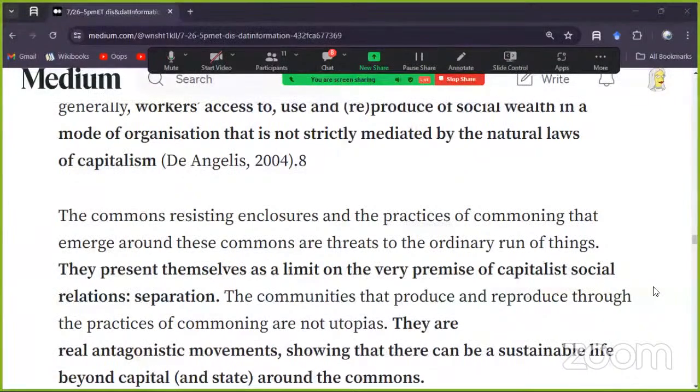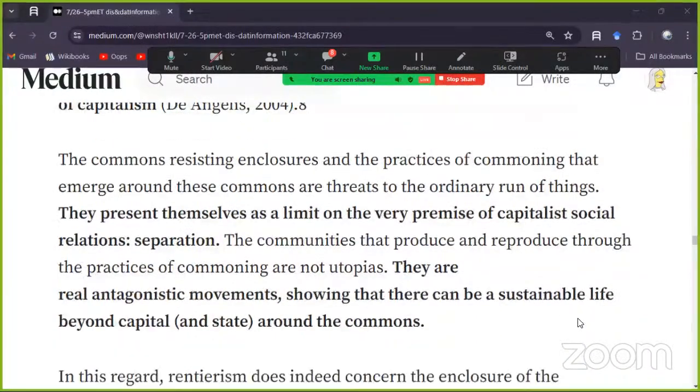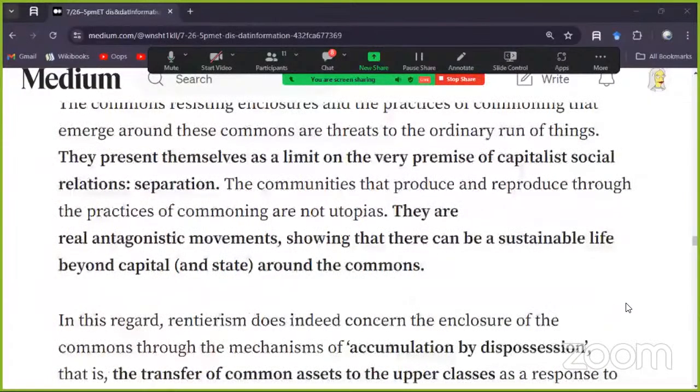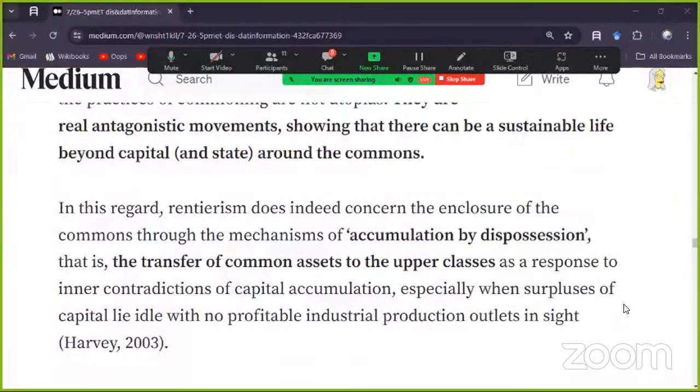They present themselves as a limit on the very premise of capitalist social relations, that is, separation. The communities that produce and reproduce through the practices of commoning are not utopias. They are real antagonistic movements, showing that there can be a sustainable life beyond capital and state around the commons. In this regard, rentierism does indeed concern the enclosure of the commons through the mechanisms of accumulation by dispossession, that is, the transfer of common assets to the upper classes as a response to the inner contradictions of capital accumulation, especially when surpluses of capital lie idle with no profitable industrial production outlets in sight.